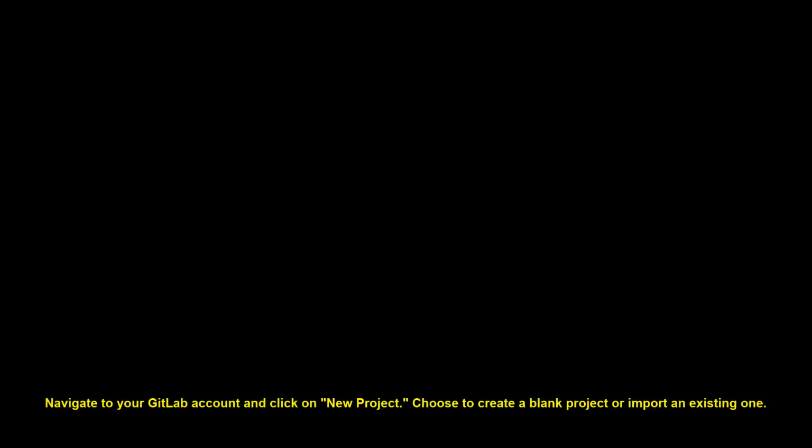Navigate to your GitLab account and click on New Project. Choose to create a blank project or import an existing one. Once your project is ready, open the repository in your preferred code editor.